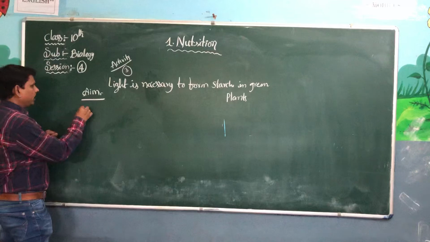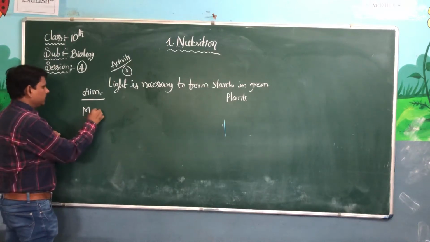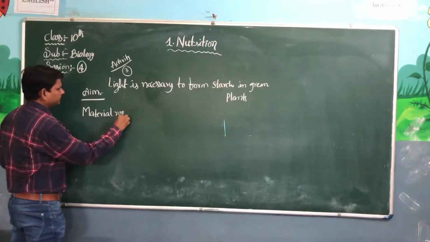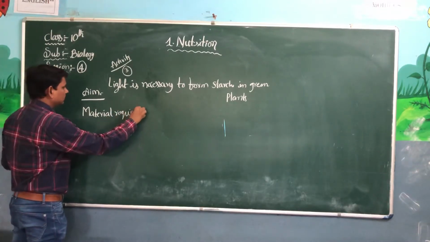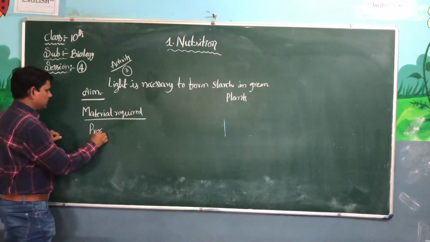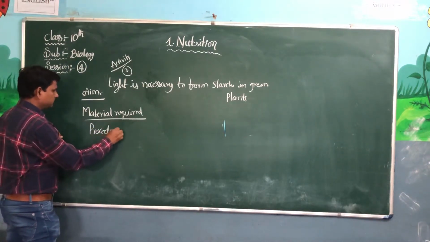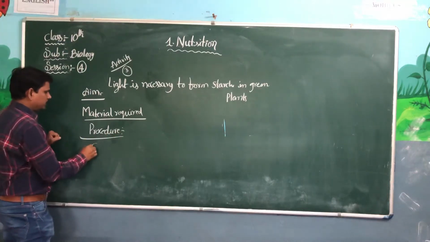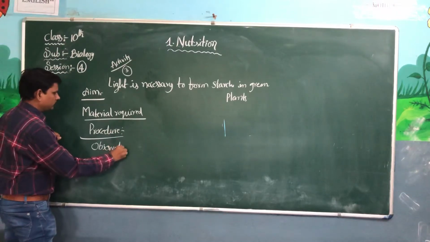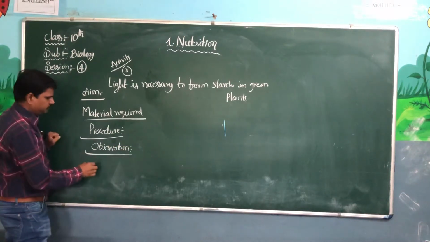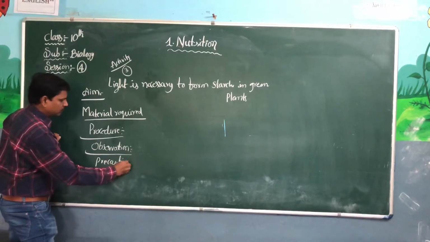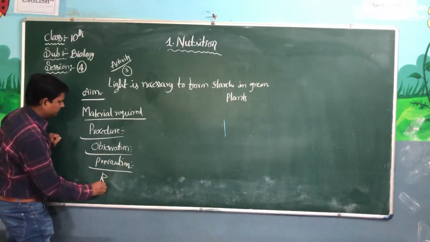First one is aim, second one is material required, and next one is procedure, observation, precaution, and the last one is result.